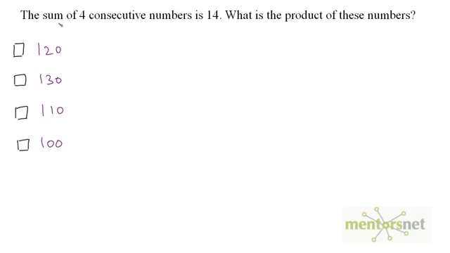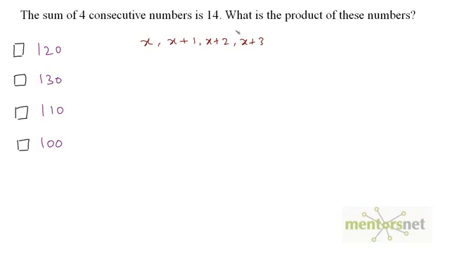Okay, the final question now. The sum of four consecutive numbers is 14. What is the product of these numbers? So we have four consecutive numbers. So if the first number is x, then the next would be x plus 1, the next will be x plus 2, then x plus 3. So these are the four consecutive numbers.